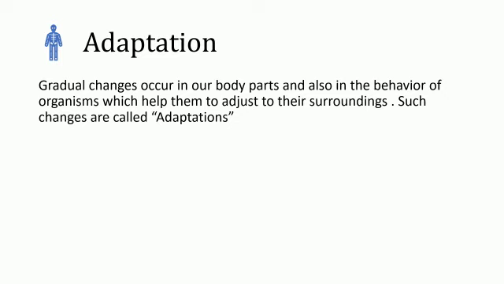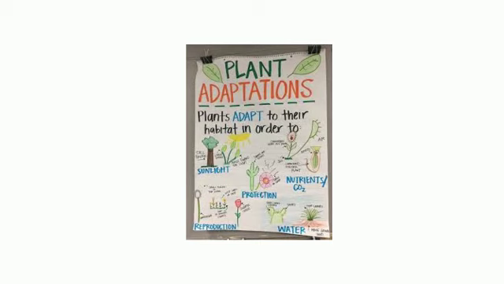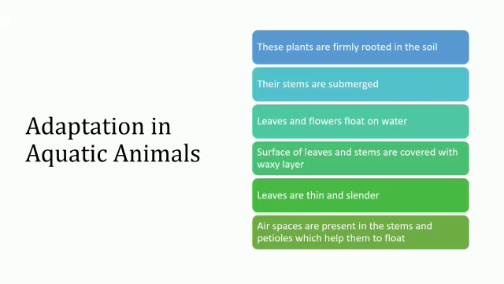In order to survive in a particular surrounding, living things have to bring about changes in their body and also their behavior. If they are able to bring about the changes, then they can survive. Now here are some examples of adaptations, how adaptations go about happening. Now we are going to study about adaptations. The first is adaptations in aquatic plants.